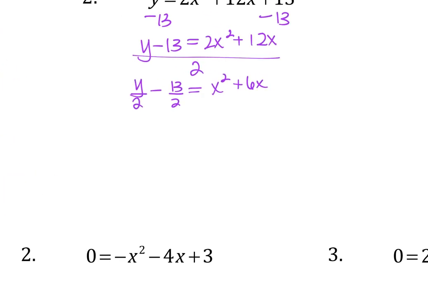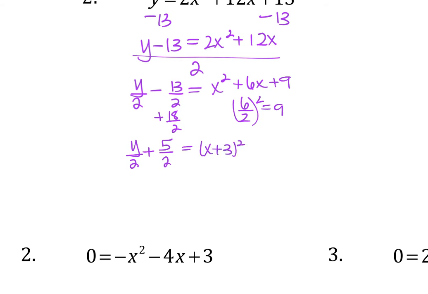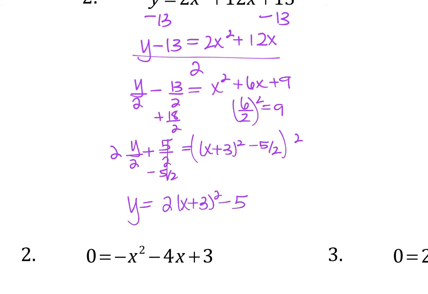All right, so we have b over 2 squared, so that's 9. So I add 9 to both sides. I'm going to add 9 as 18 halves to the other side. So we get y over 2 plus 5 halves equals, and I'm going to factor x plus 3 squared, and now I just need to work on getting y by itself. So I'm going to subtract 5 halves from both sides, and then I'll have to multiply both sides by 2. So we get y equals 2 times x plus 3 squared minus 5.